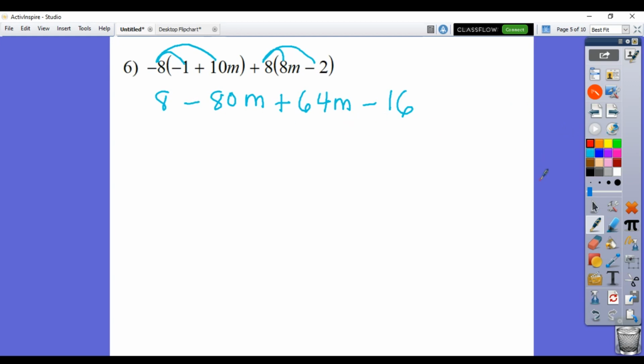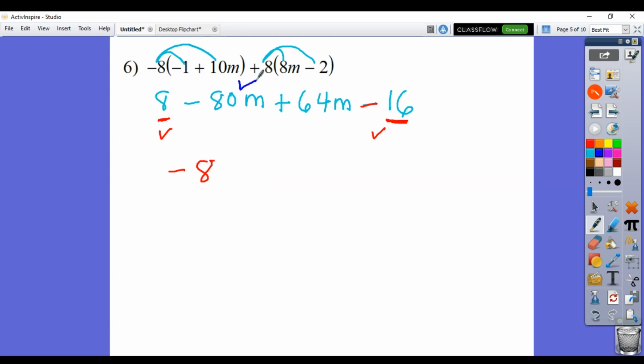Do we have any like terms here? Yes, we do. What is 8? That's a positive. How did I know it's positive? Because the sign in front of the 8 is blank. There's no sign right here. So that means it's positive. The sign in front of 16 is negative. So I know it's negative. So 8 minus 16 is going to give you -8.